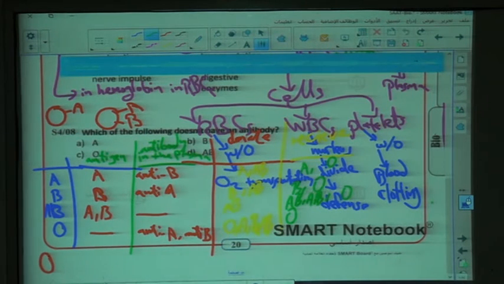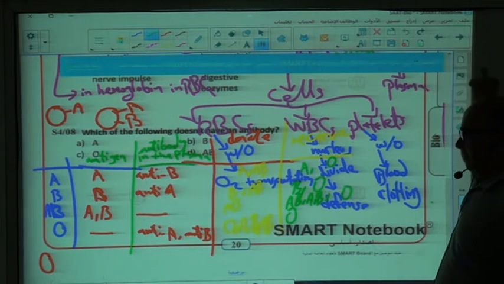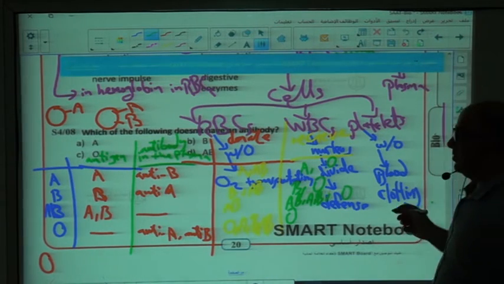You wrote it? The answer, teacher: without antigens.